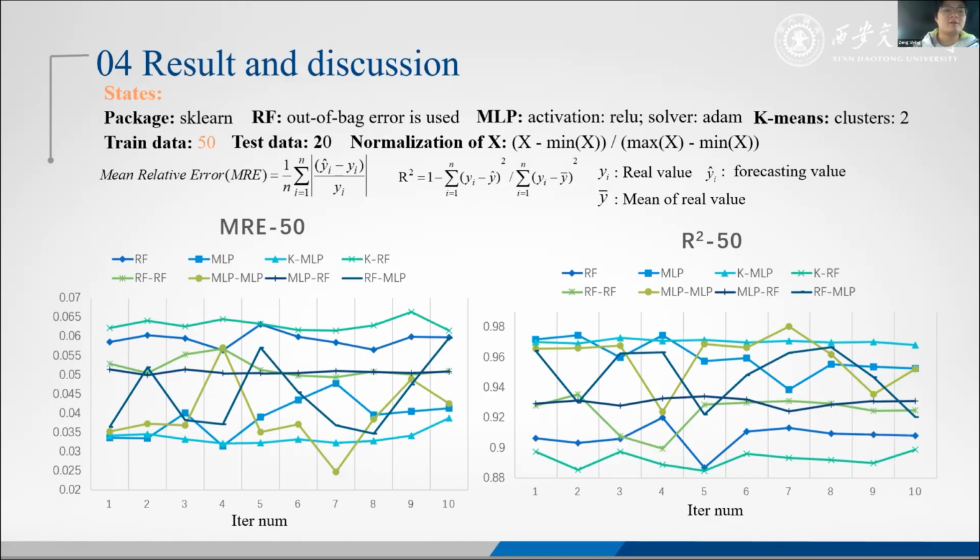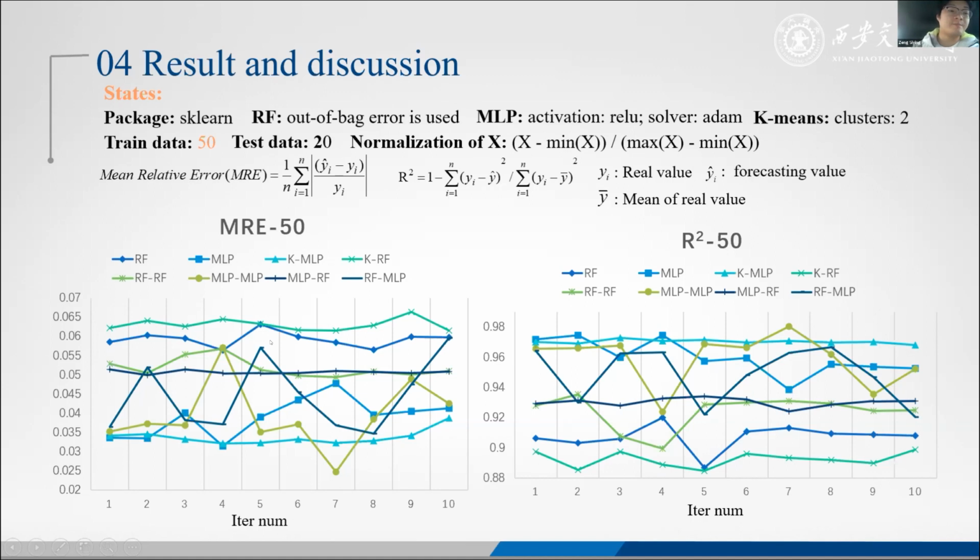different difficulties. The first one has 50 training data and 20 test data. The package I choose for this scheme is from Python. Random forest has used auto bagging. MLP activation is ReLU and the solver is Adam. K-means chooses 2 clusters. The results of mean relative error and R square are shown in these pictures.